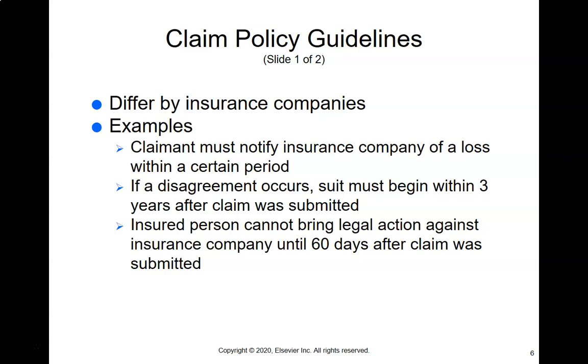Some examples: claimant must notify insurance company of a loss within a certain period. If a disagreement occurs, the suit must begin within 3 years after the claim was submitted. The insured person cannot bring legal action against an insurance company until 60 days after the claim was submitted.